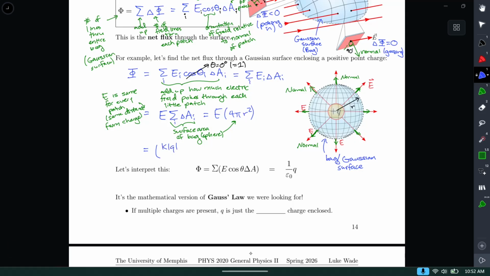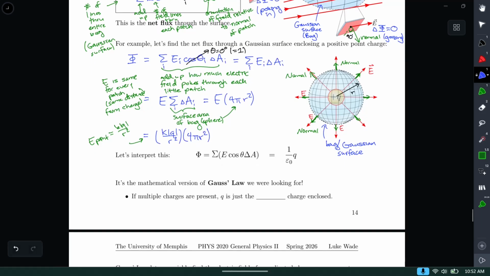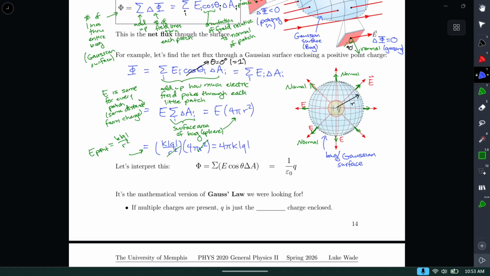It's this number K times how big the charge is over how far away you are from it. This, I said, is because the electric field of a point charge is KQ over R squared. I'm multiplying that by this surface area. I can cancel some stuff out. So I get 4 pi K Q. And that almost is what I want.